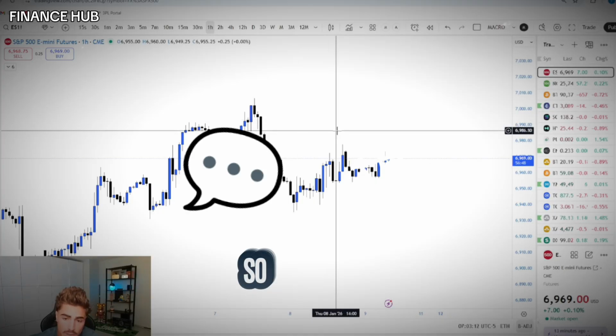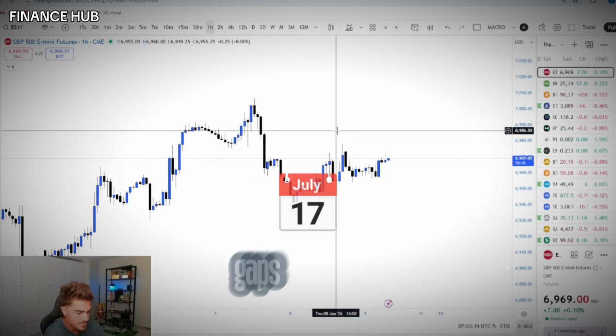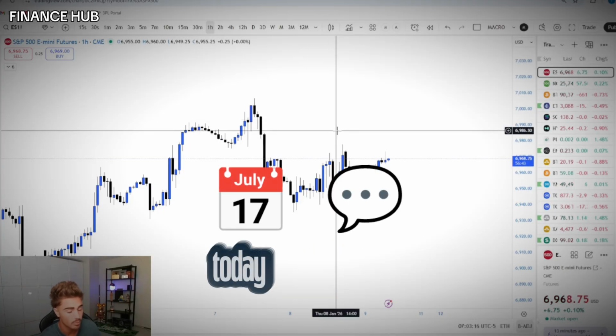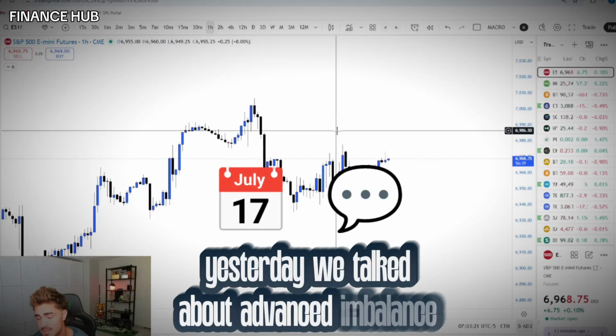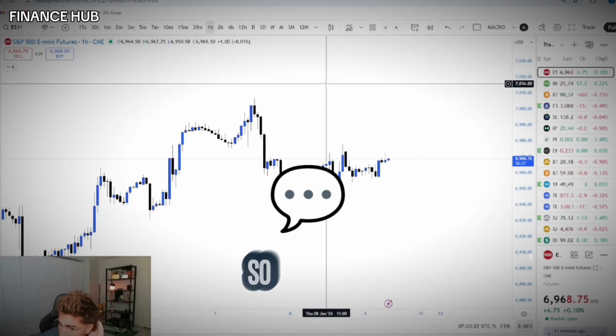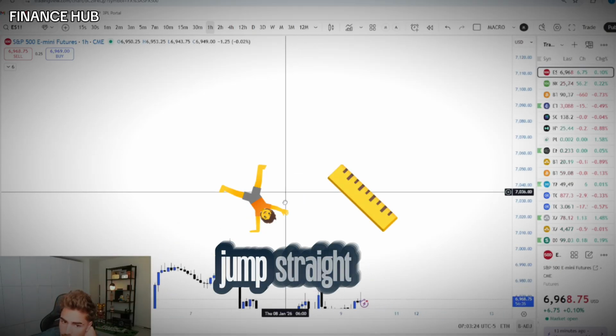Okay, so we talked about fair value gaps 2 days ago. Today we're talking about inverse fair value gaps. Yesterday we talked about advanced imbalance concepts. So with that being said, let's jump straight into this.